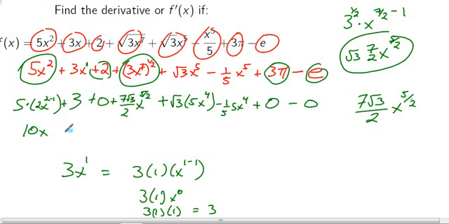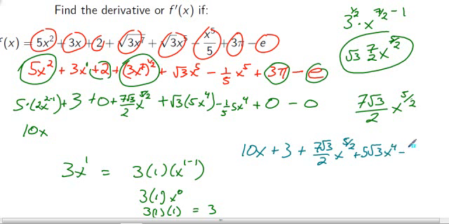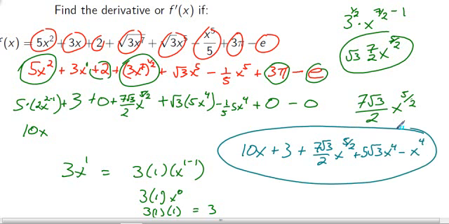So my final answer of all that craziness is going to be nothing more than 10x plus 3. Obviously the 0 goes away, plus 7 times square root of 3 over 2 times x to the 5/2, plus the square root of 3. I could put the 5 out in front technically, 5 times square root of 3 of x to the 4th, minus 5 over 5. That becomes nothing more than minus 1, or minus x to the 4th, and then my zeros. So that will be my final answer for my derivative of that nice little beast there.